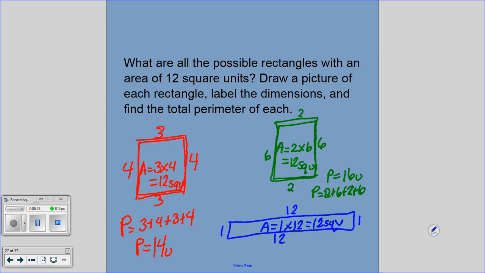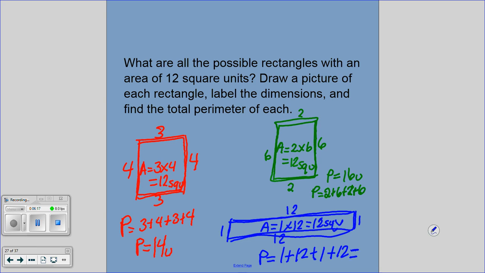Square unit. So does that shape work? Yep. What's going to be our perimeter? Gabriella, can you help me walk out my shape? Yes, ma'am. 1 plus 12 plus 1 plus 12. Very good. What's going to be my perimeter?